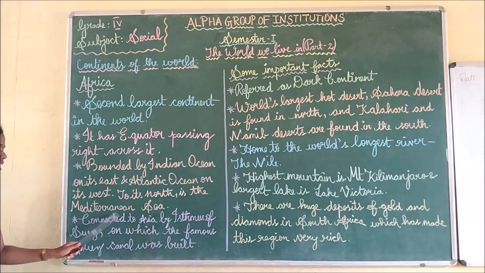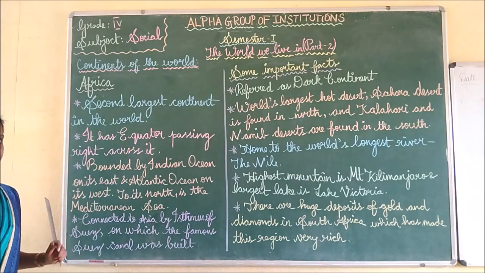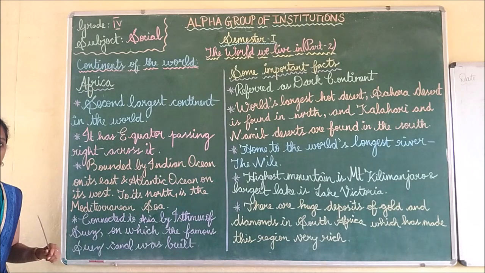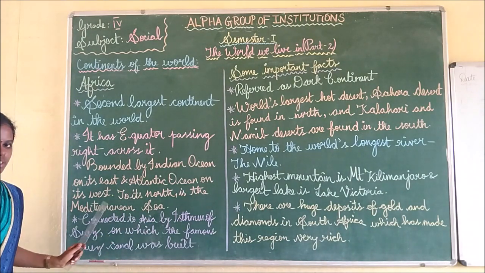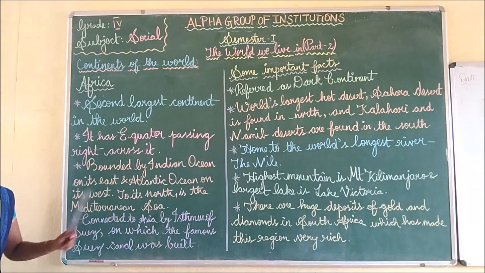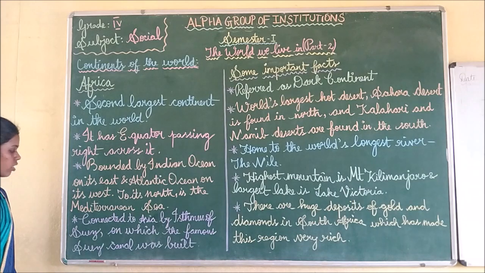Children, the Mediterranean Sea. This is a famous sea in Africa. Not only for the African people, many people know this word, Mediterranean Sea. It is one of the famous seas in Africa.